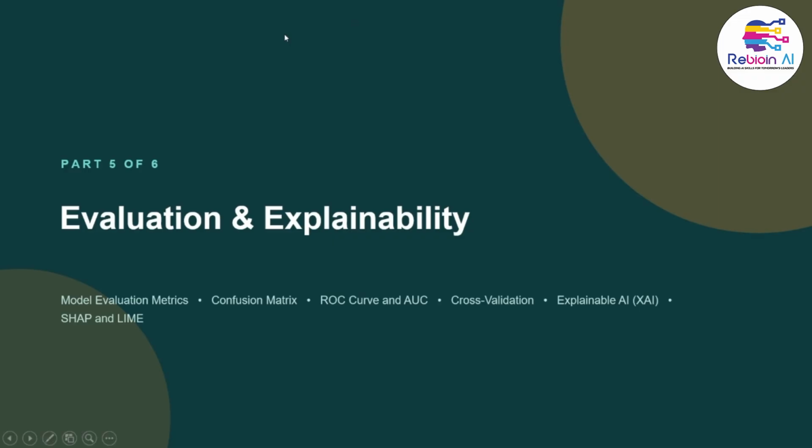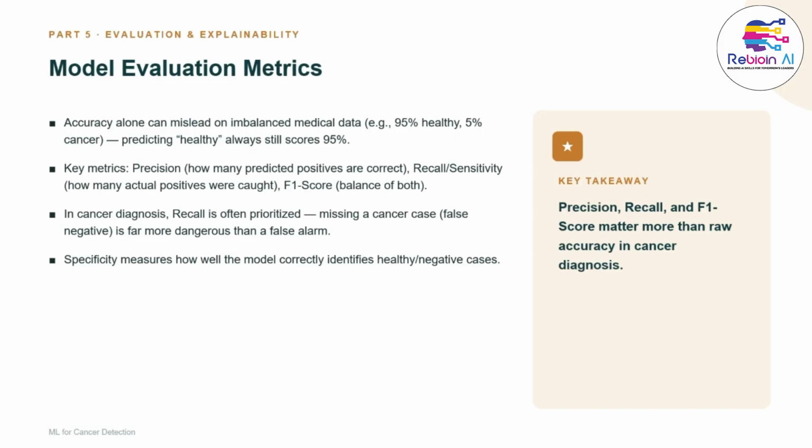So now let's start with part 5, that is evaluation and explainability. It is the most important part for real world trust. Building a model is one thing, but proving it's reliable and being able to explain its reasoning to a doctor is what actually makes it usable in the real world.